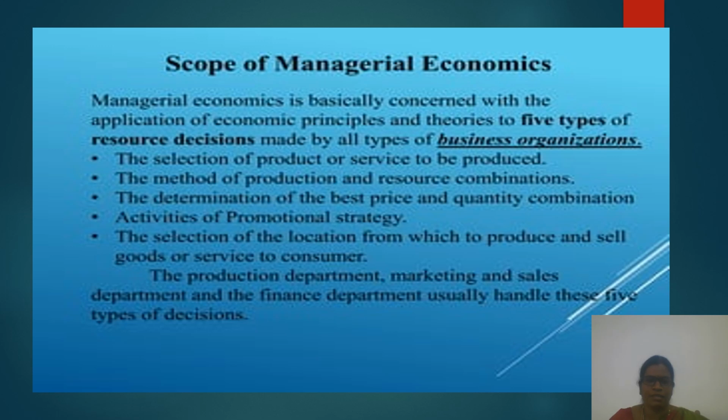The second one is method of production and resource combinations. The methods of production in the types stated differ and can be analyzed using factors like the manufacturing cost, capital, investment, and job security. The third one is the determination of the best price and quantity combination.